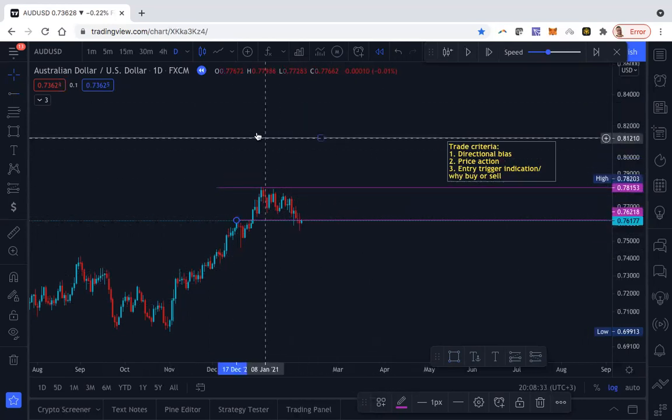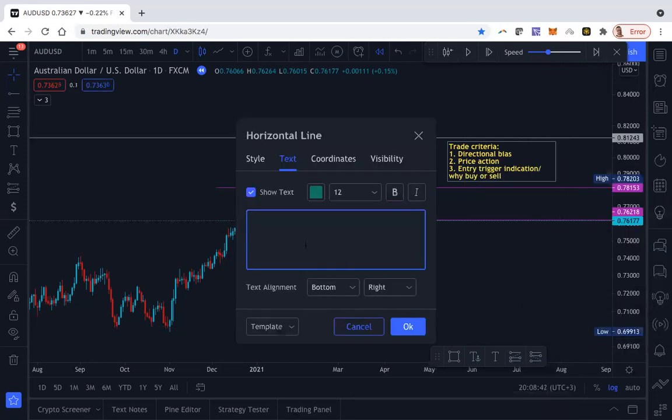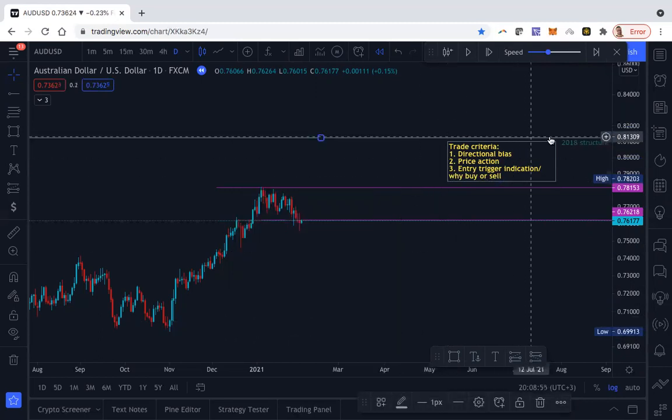Okay, please note that this is the 2018 structure. And you can even mark it out in case you want to remind yourself. So let me maybe even do that just for the purpose of this video. I don't usually do that, but just for this video so that you can understand. So that's the 2018 structure. So that you don't forget that this is the high. Price hasn't gotten here in a while, so this is also a strong level. And this is also a 2018 structure, okay?